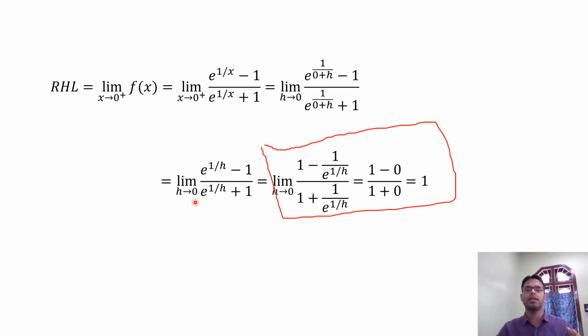And this is an undefined number, because infinity minus 1 is again infinity, divided by infinity plus 1, which is again infinity. So the ultimate result here will be infinity over infinity, that is undefined. And we know that we have to try our best to find this expression as a definite value. We have to try to get a definite value, as we learned in the limit questions last time.